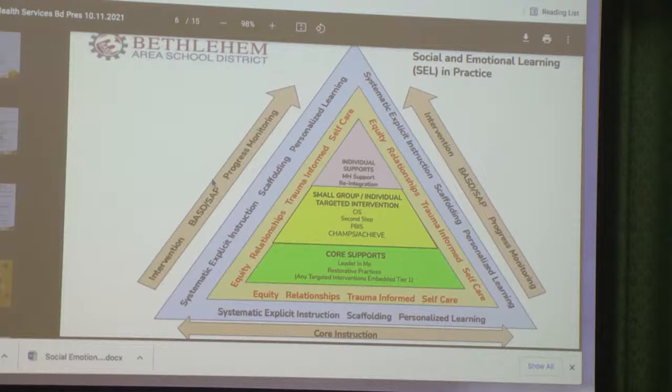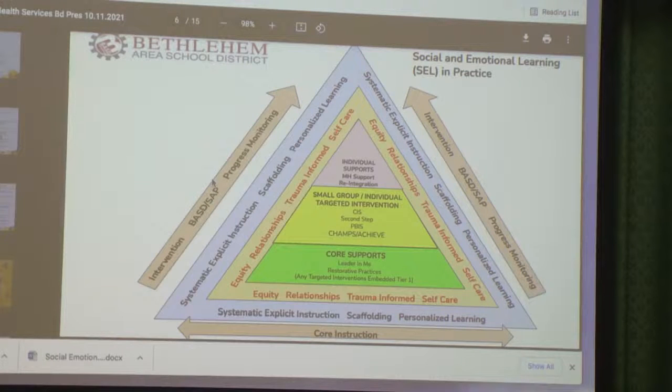When you talk about targeted supports, you talk about more group work where just whole class information isn't enough. So we've got to get more targeted. And then when you go up to the top tier of the triangle, Claire's going to get into that a little bit later as far as the detail of that, but that's our most intensive support. And again, it's a journey.